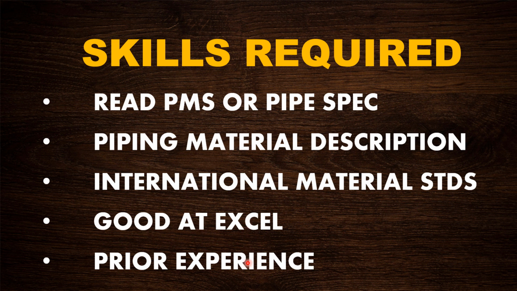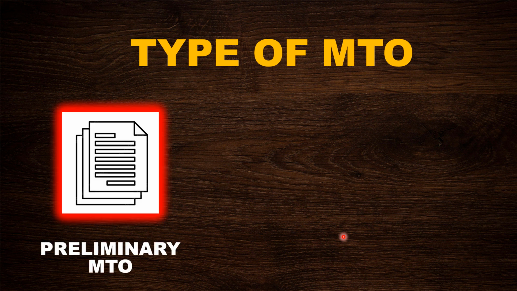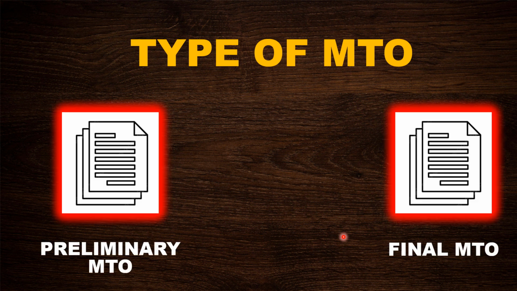So now let's go to another slide. The next slide is different types of MTO. How many different types of MTOs do we have? See, basically we can say there are two different types of MTO. One is preliminary MTO and the other is final MTO. What is preliminary MTO about? Preliminary MTO is an MTO which is prepared at the very beginning stage of the project. And final MTO is an MTO which is prepared after issuing an AFC. AFC is approved for construction.